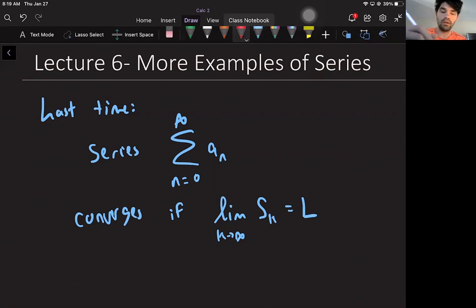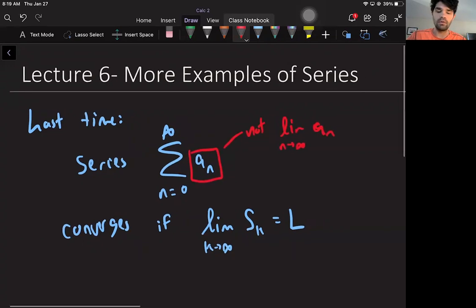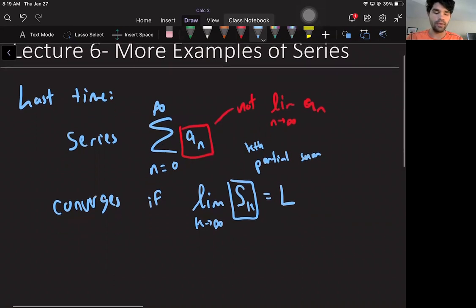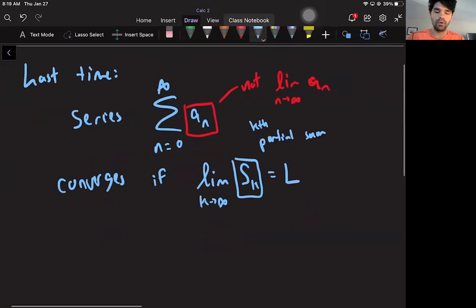So again, very, very common mistake. You don't just take the limit of this. This would just be the limit of the sequence, if you were doing a sequence problem. This is the kth partial sum, which sort of takes some work to create before you can take this limit.